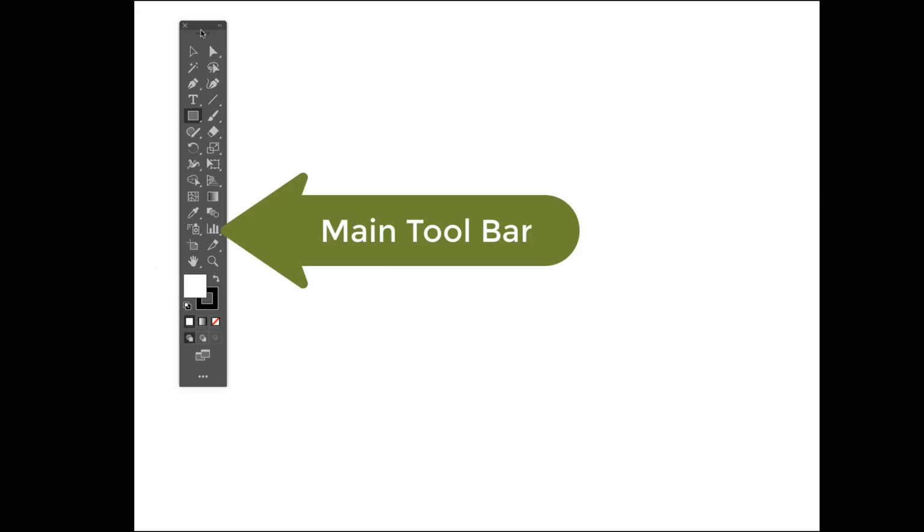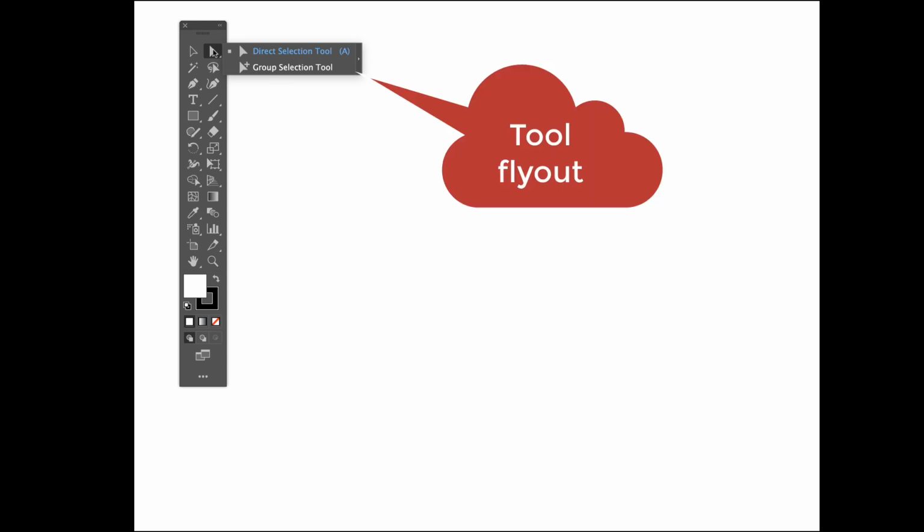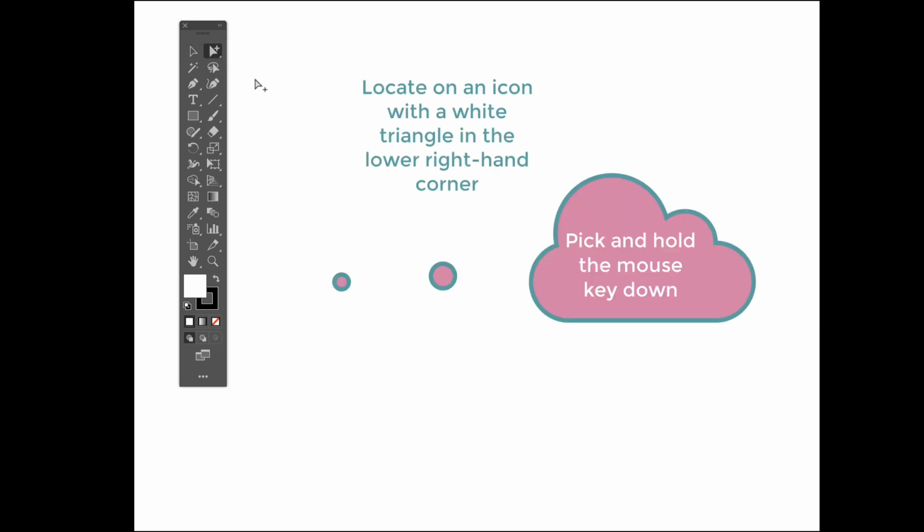Drawing your attention to the main toolbar, similar to Adobe Photoshop, anywhere you see an icon that has a little white triangle located in the bottom right-hand corner, that means there is a stack of tools or a family of tools stowed together. So pick and hold down that tool and a flyout will deploy, showing you the entire family that's stacked within that one icon. You can toggle between the tools in each set.